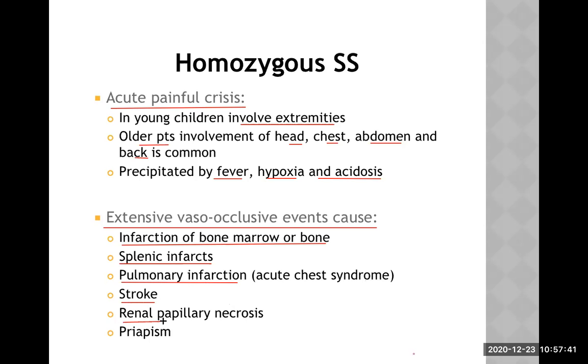In the kidney, we have renal papillary necrosis. Now remember, papillae are a part inside the kidney, especially in the medullary part. To be precise, the junction of the cortex and the medulla. So these papillary areas get necrosed again because of the ischemia. And priapism. Now, what is priapism? Anyone?